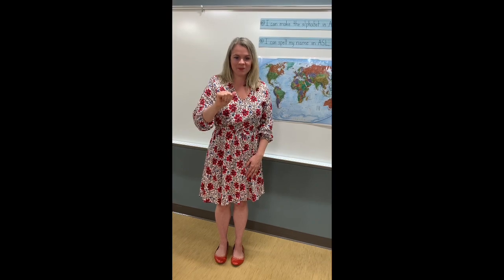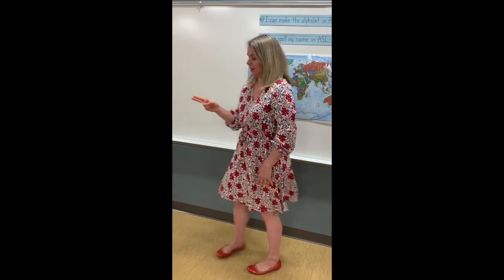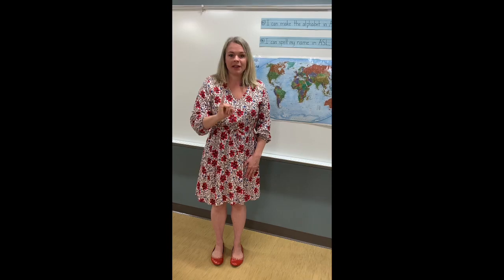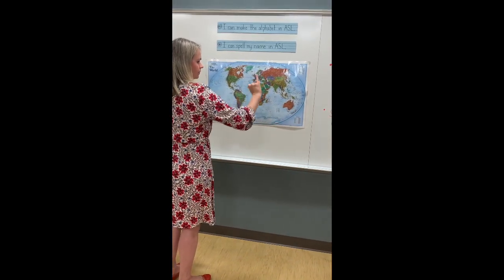Let's do those again from the top. A, B, C, D, E, F. Okay, for the letter G, take your pinchers and turn your hand this way. G, H, like this. And then I, point pinky finger straight up. For the letter J, we're gonna draw a J. J.